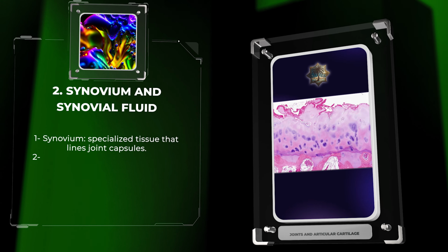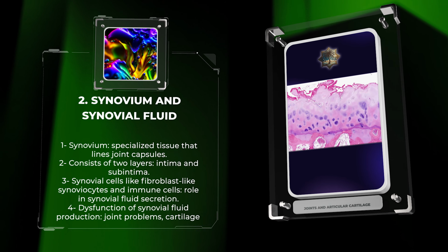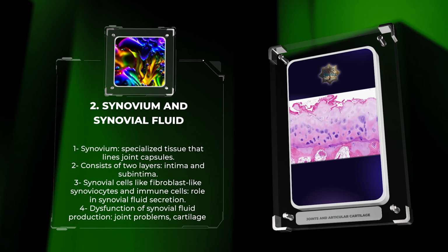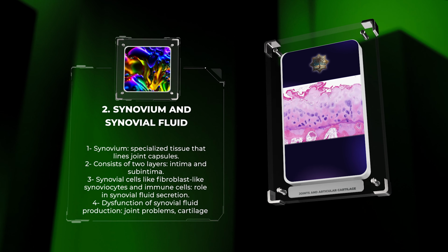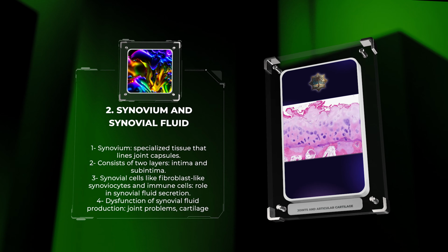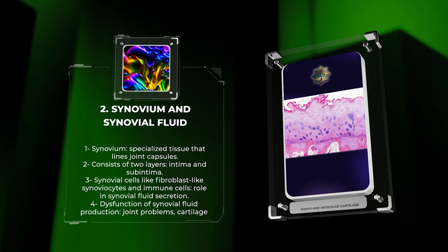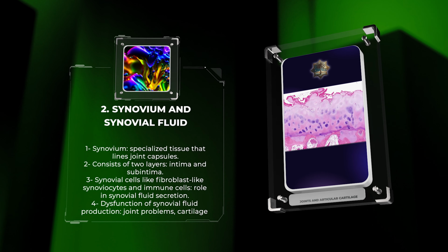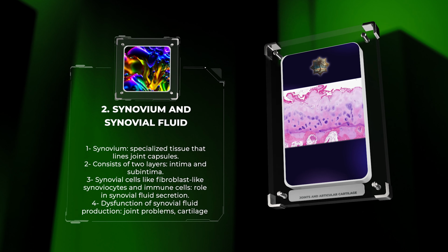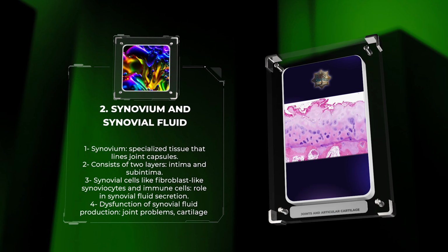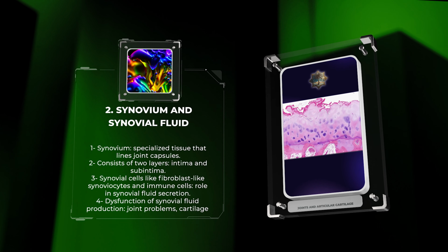In the video, we discuss the synovium, a specialized tissue that lines joint capsules. It consists of two layers, the intima and subintima. The intima is made up of synovial cells like fibroblast-like synoviocytes and immune cells. These cells play a role in secreting important components of synovial fluid, which lubricates joints, provides nutrition to cartilage, and aids in repair. Dysfunction of synovial fluid production can cause joint problems and cartilage degeneration.